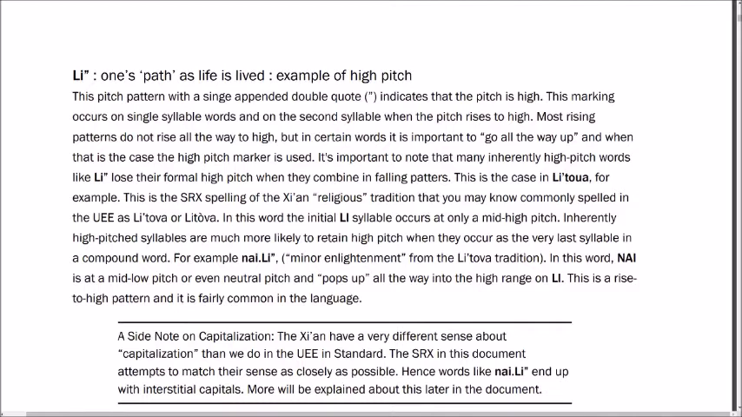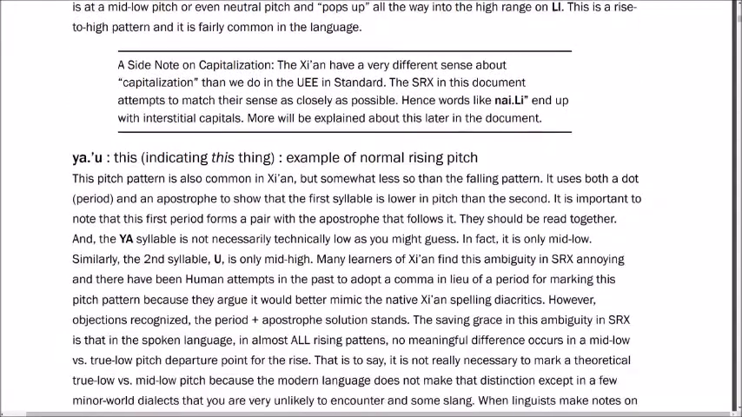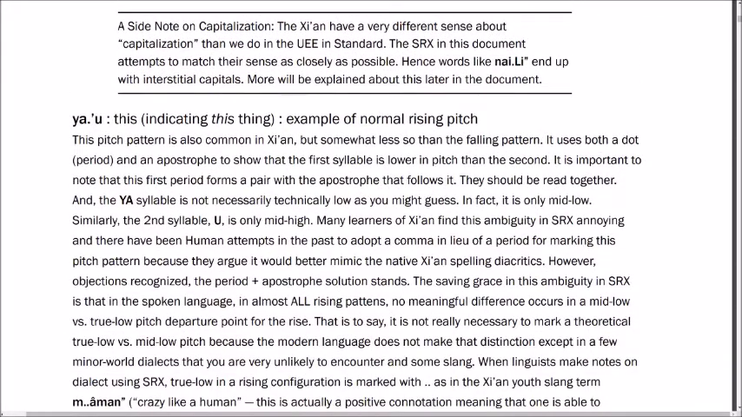Inherently high-pitched syllables are much more likely to retain high pitch when they occur as the very last syllable in a compound word. For example, Ni, Li, minor enlightenment, from the Litova tradition. In this word, ni is at a mid-low pitch or even neutral pitch and pops up all the way into the high range on li. This is a rise-to-high pattern and it is fairly common in the language. A side note on capitalization: the Xi'an have a very different sense about capitalization than we do in the UEE standard. The SRX in this document attempts to match their sense as closely as possible. Hence words like Nai, Li end up with interstitial capitals. More will be explained about this later in the document.